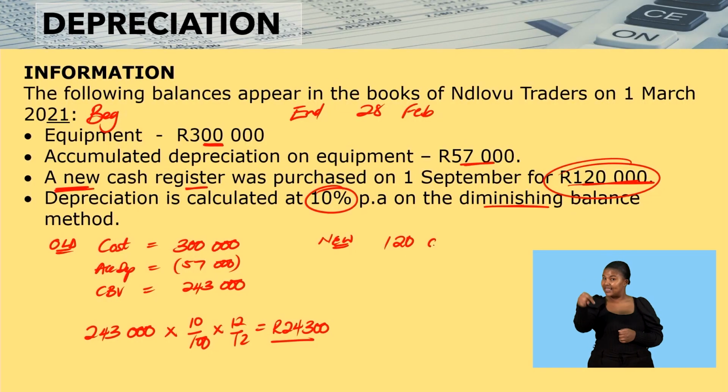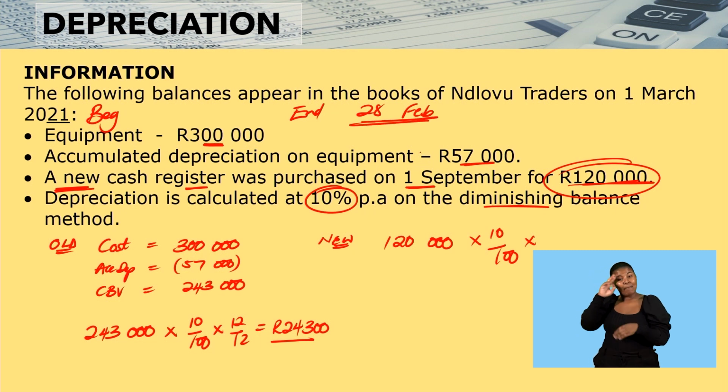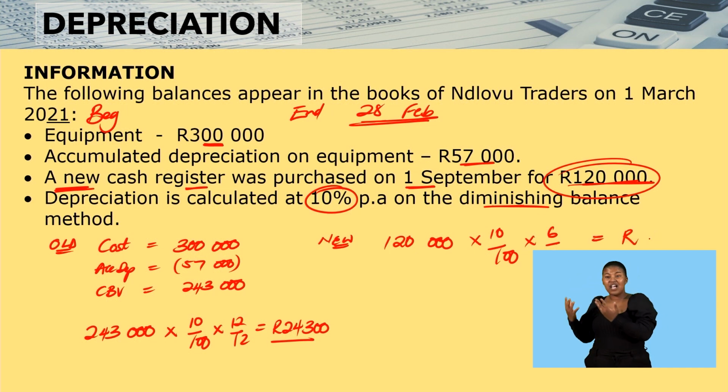So I'll say it is 120,000 multiplied by the rate, which is 10 over 100, multiplied by the time. We had it from the 1st of September, and remember, our financial year ends on the 28th of February. So it will be 6 over 12. If you punch that in your calculator, you will get 6,000. My depreciation therefore becomes 6,000.